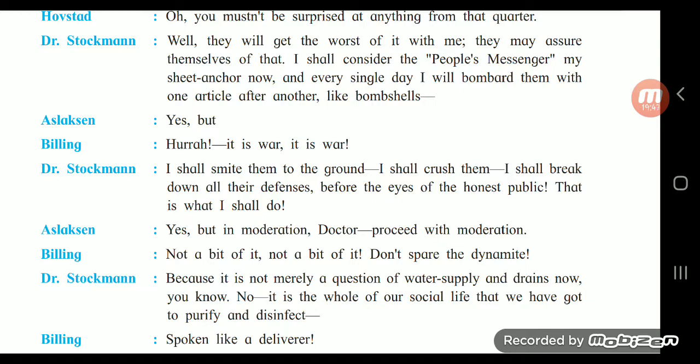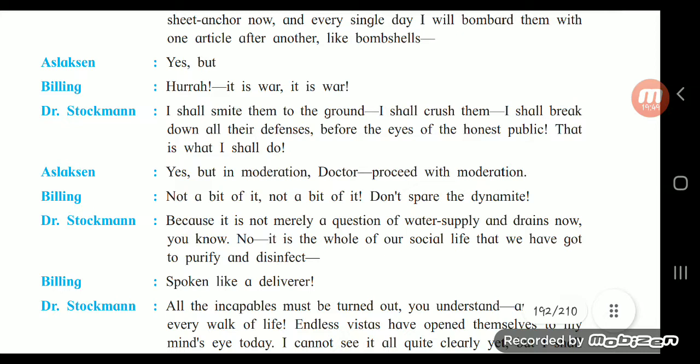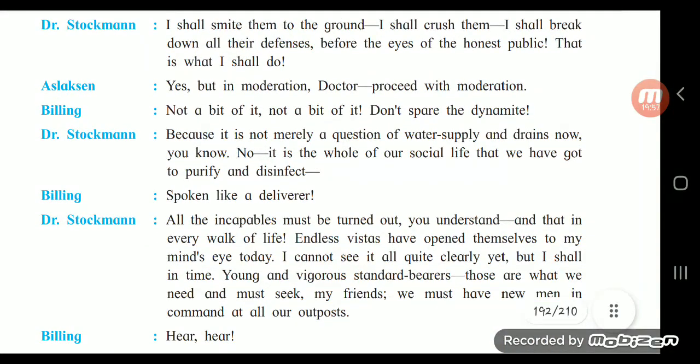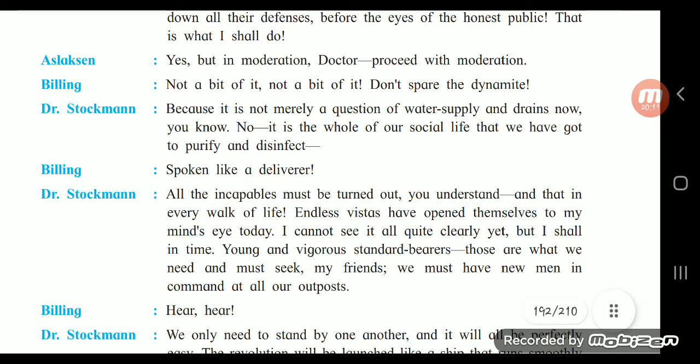Okay. You can comment like this while talking about the character of Dr. Stockman. Yes, but Aslaksen, see, that man has different ideas. He says, yes, but in moderation, doctor, proceed with moderation. Do it, do everything, but carefully and cautiously. Okay, and now there is a discussion going on.